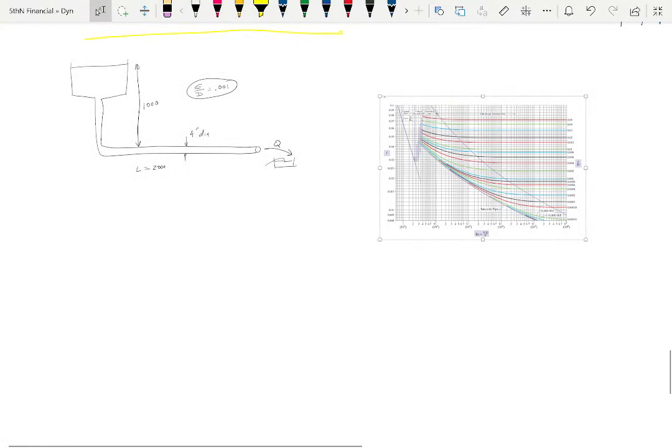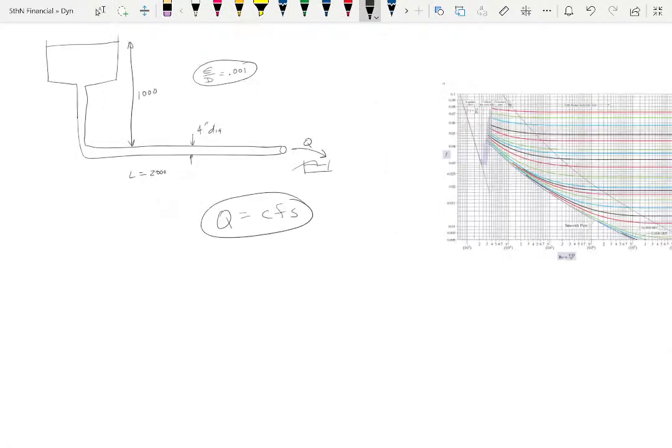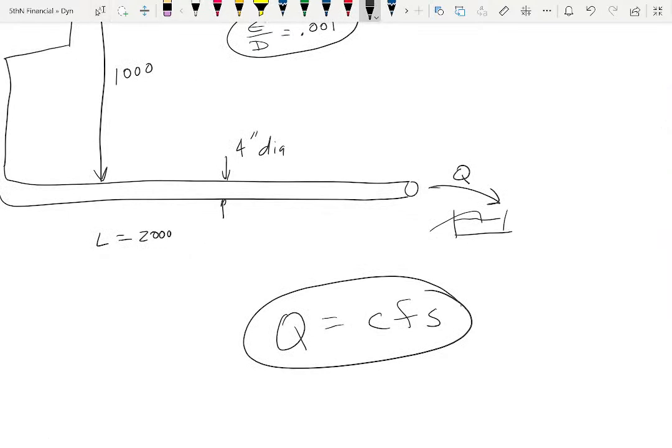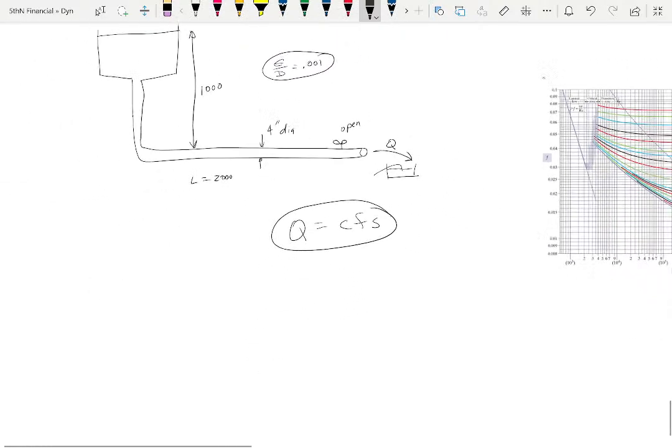So the actual question that the guy wants to know is what's Q? How many cubic feet per second of water is going to flow out of there? Now, he'll probably want to put a valve here, but let's say the valve is completely open. So the thing is open completely. So how do we do that?